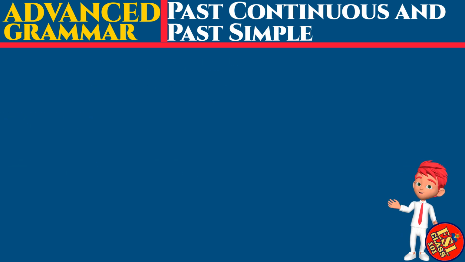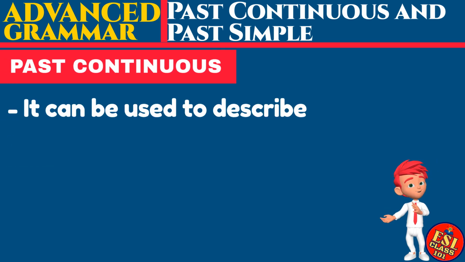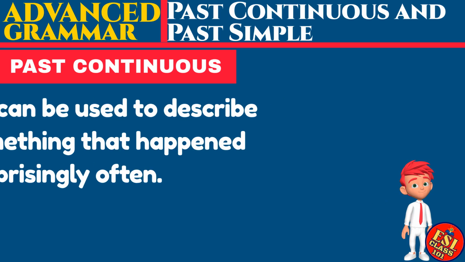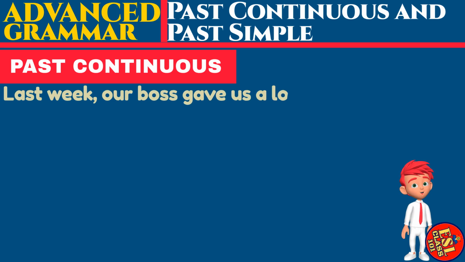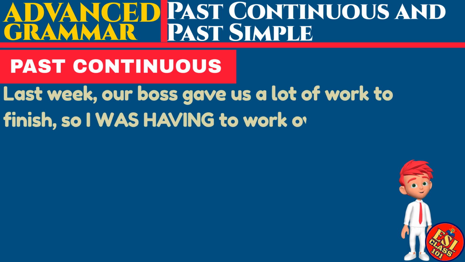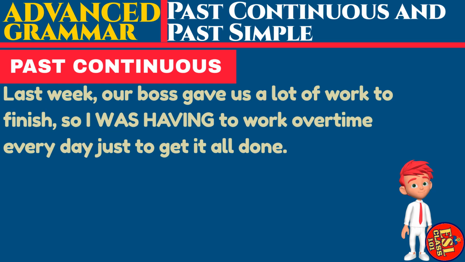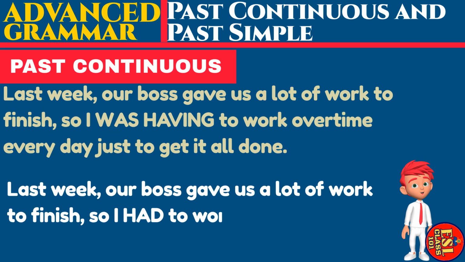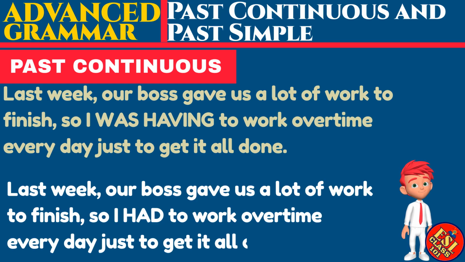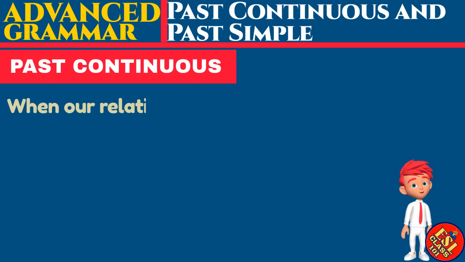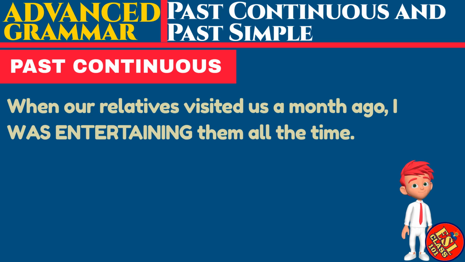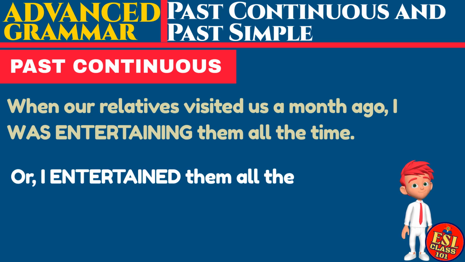Did you know that we can also use the past continuous to describe something that happens surprisingly often? Consider these examples. Last week, our boss gave us a lot of work to finish, so I was having to work overtime every day just to get it all done. Or, last week, our boss gave us a lot of work to finish, so I had to work overtime every day just to get it all done. When our relatives visited us a month ago, I was entertaining them all the time. Or, I entertained them all the time.